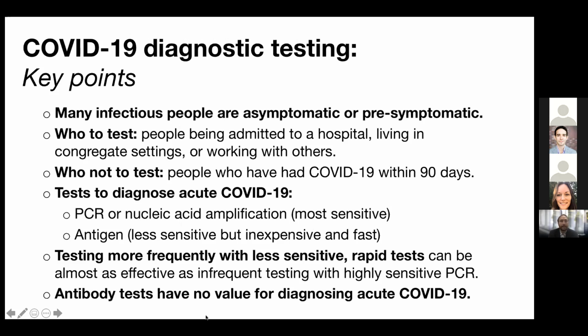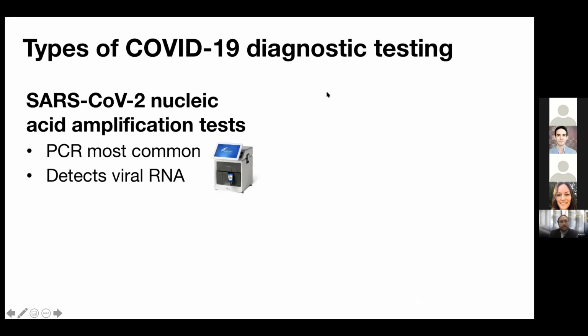And the last key point, that antibody tests really are not useful for diagnosing acute COVID. They have great purpose in terms of epidemiologic surveillance, but not for diagnosing acute disease. Okay, with those key points in mind, let's talk some details. So what are the different types of COVID diagnostic tests?